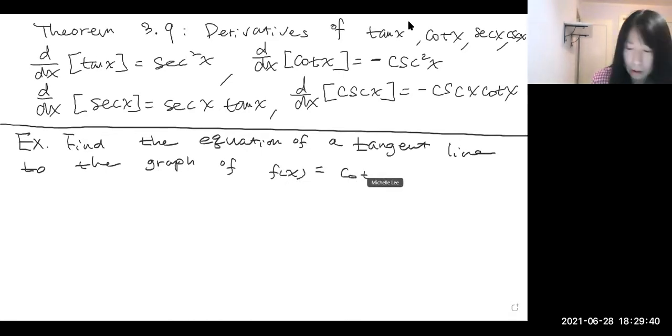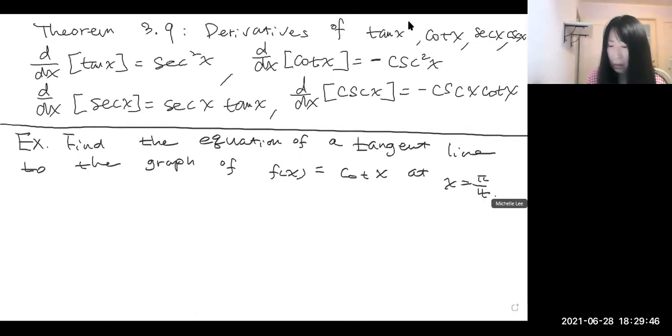Cotangent x at x equal to pi over 4. Okay, so we did this one so many times, right? So what is the first step?